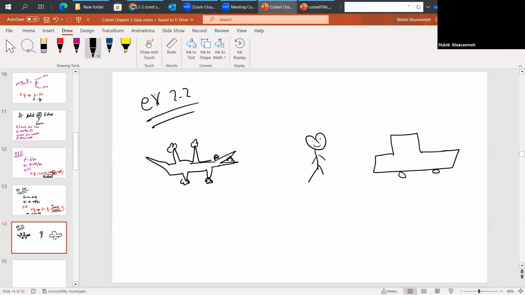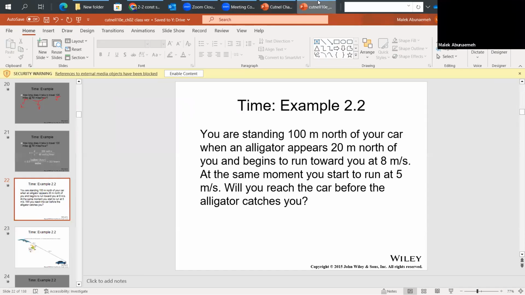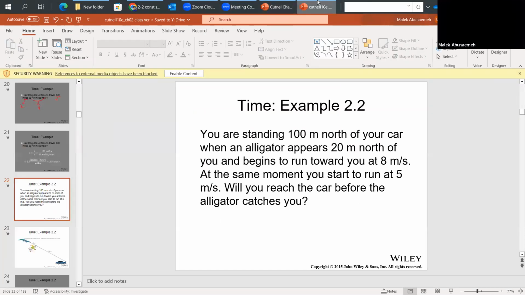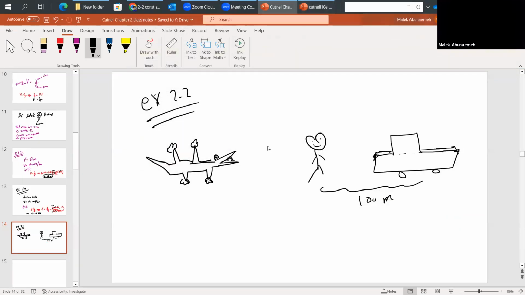Actually, yeah, you can make this into a truck. There you go. Now, you are sitting 100 meters north of your car, so the distance between your car and you is 100 meters. And the alligator is 20 meters north of you, so the distance between you and the alligator is 20 meters.